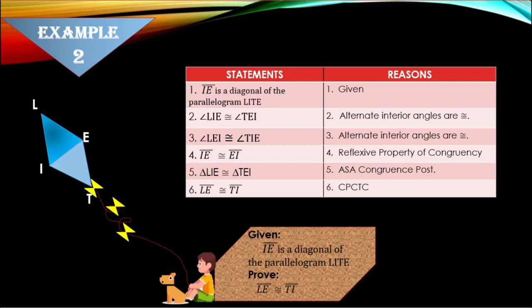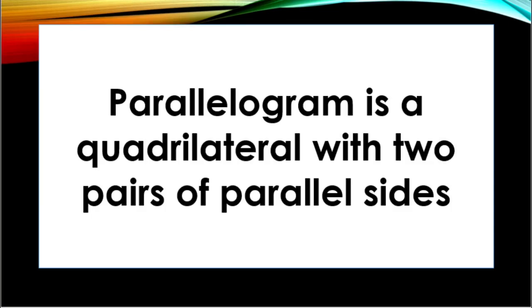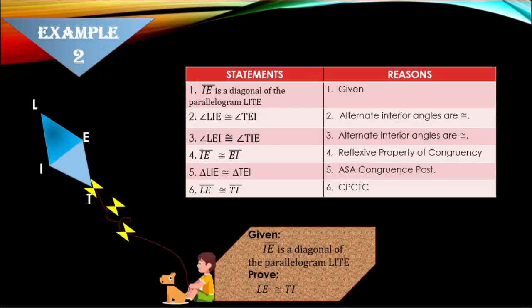Example number 2. Segment IE is a diagonal of a parallelogram LITE. Prove that segment LE is congruent to segment TI. But what is a parallelogram? According to my friend, a parallelogram is a quadrilateral with two pairs of parallel sides.